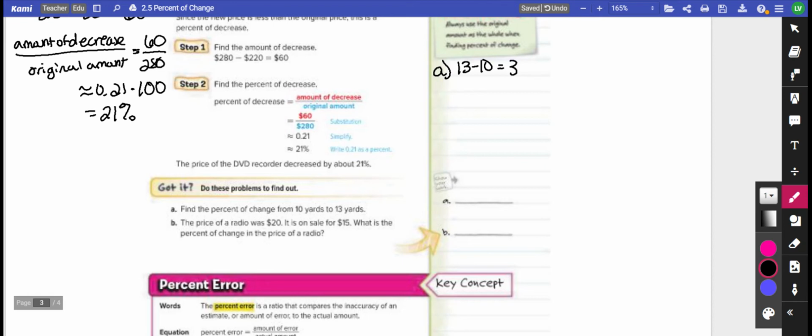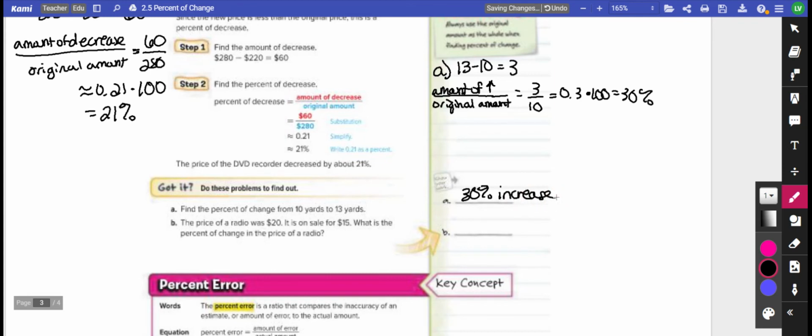Then I want to set up my proportion with the amount of increase divided by the original amount. So 3 divided by 10. Well, 3 divided by 10 is 3/10. Multiply that by 100, that is going to be 30%. So it's going to be a 30% increase. Again, I'm using the arrow to represent the word increase. You could also write out the word increase if you would prefer.